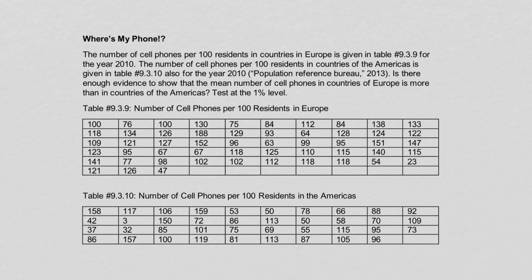The number of cell phones per 100 residents in countries in Europe is given in table 9.39 for the year 2010. The number of cell phones per 100 residents in countries of the Americas is given in table 9.310, also from the year 2010. Is there enough evidence to show that the mean number of cell phones in countries of Europe is more than in countries of the Americas? Test at the 1% level.